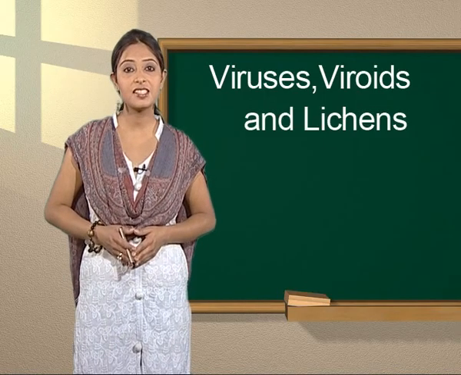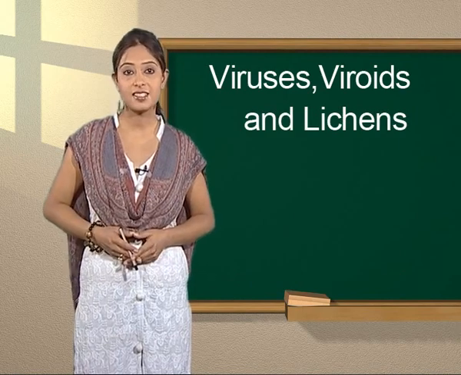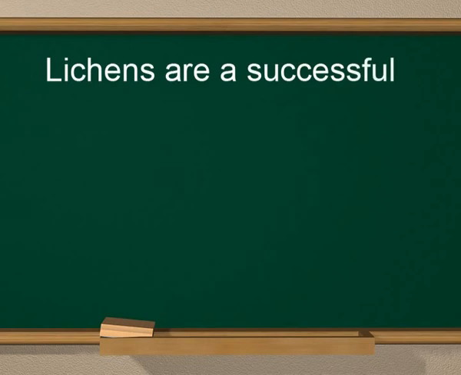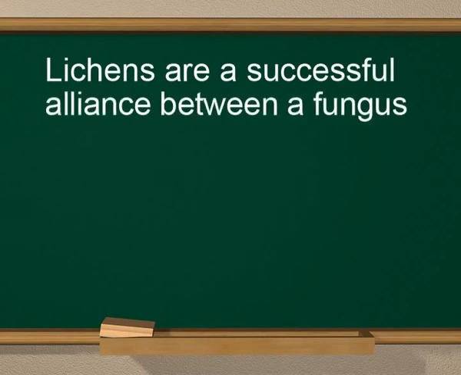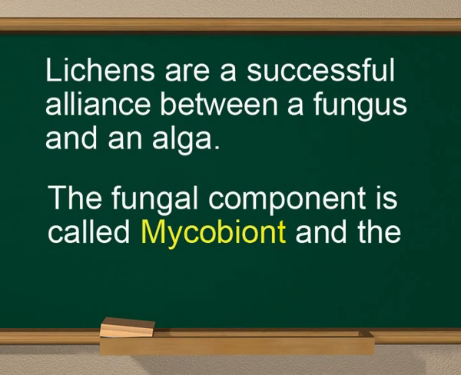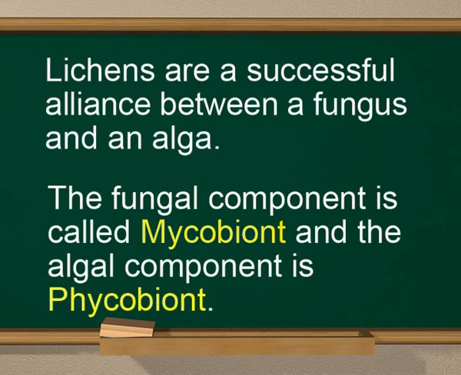The next question is, what are lichens? The answer is, lichens are a successful alliance between a fungus and an alga. Each partner does the best. It is a very good example of natural cooperation. The fungal component is called mycobiont and the algal component is phycobiont.